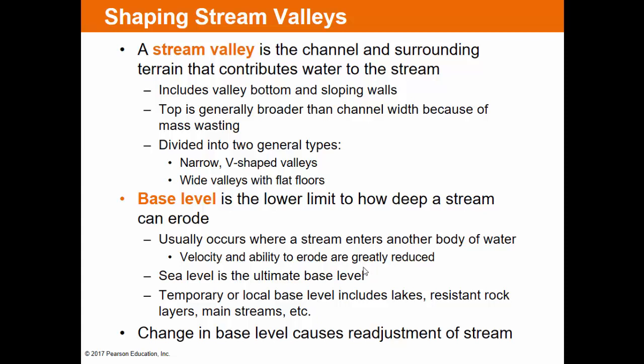So streams create these valleys, and a stream valley is not only the channel that the water is moving through, but it's also the surrounding terrain that contributes to the water of the stream. So it certainly includes the valley bottom, but it also includes the sloping walls and where water flows downhill into that stream. The top of those stream valleys are generally much broader than the channel width because of mass wasting. We talked a little bit about that, but stream valleys are divided either into narrow V-shaped valleys or wide flat valleys. And again, there's lots of in between, but those are the two general shapes.